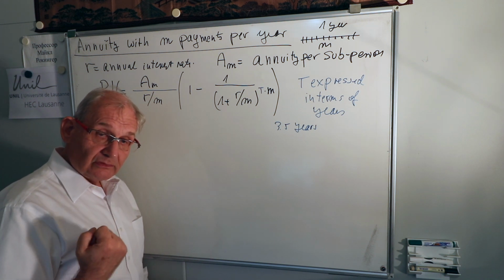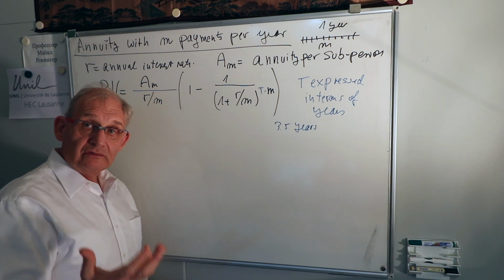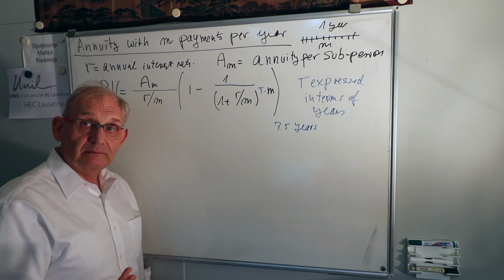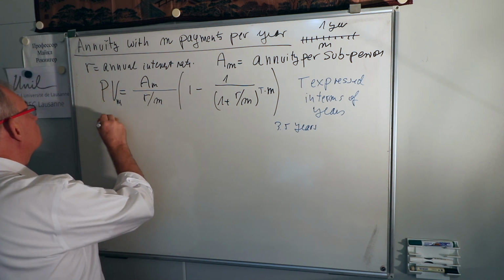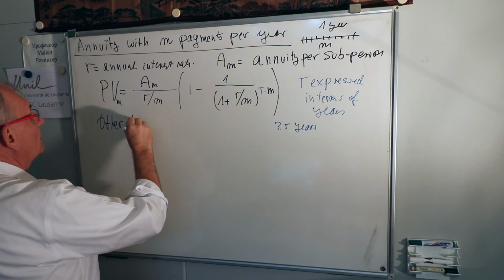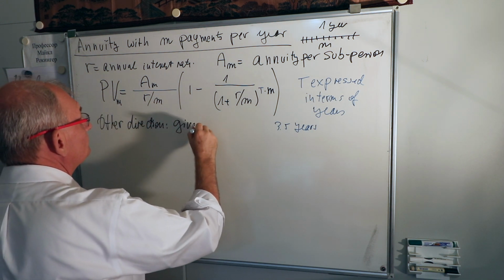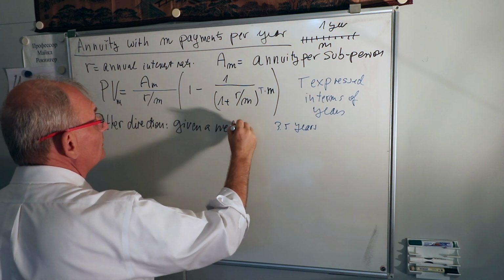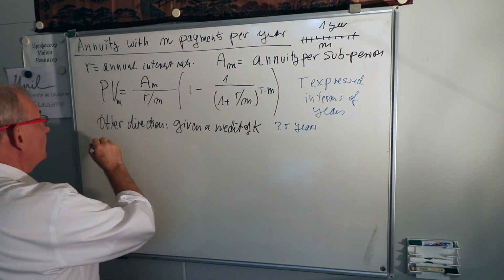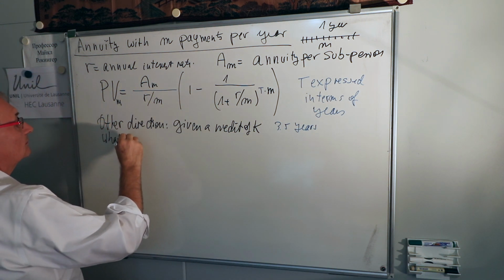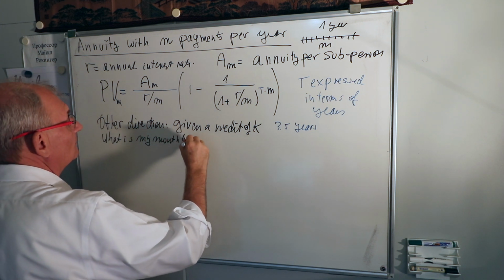You're going to be given a certain amount of money, and then the question is going to be, what's the monthly annuity that I need to pay? And so you need to invert this formula. In the other direction, given a credit of k, what is my monthly annuity?